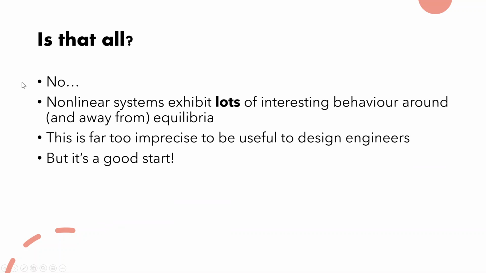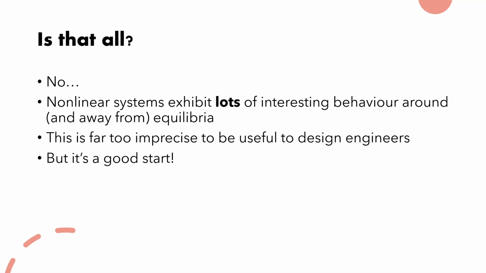Okay, so is that all? Well, no, right? So I talked a lot of informal definitions there. I said, well, what happens if we push it a little bit away from our equilibrium point? How close do we need to be to the equilibrium point to consider things to be stable? And so we need to now start formalizing this a little bit more.